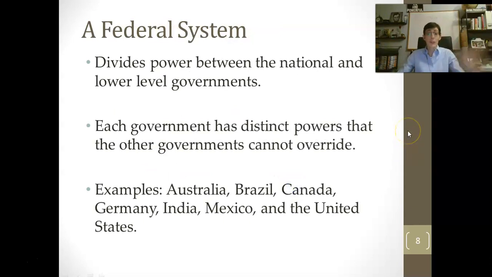Okay, so a federal system, we've been talking about this. I can't repeat this enough. I can't possibly overemphasize this. You must memorize this definition. Memorize it, memorize it, memorize it. Okay? It divides power between national and local, lower level governments. Each government has distinct powers that the other cannot override. So some examples, in addition to us, are Australia, Brazil, Canada, Germany, India, and Mexico. So there are some other modern nations that currently exist within a federal system.